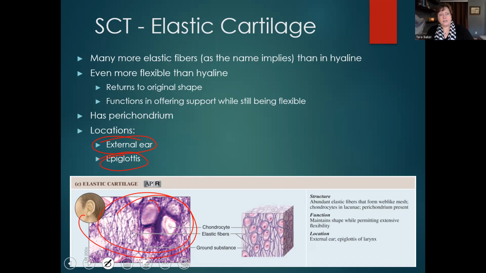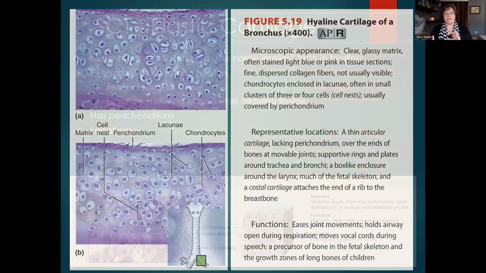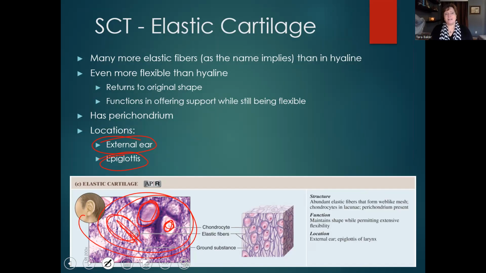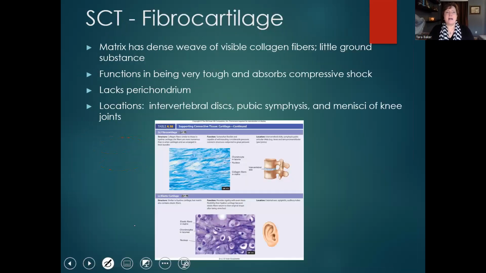So when we look at elastic cartilage, it looks a little bit different. We have lacuna. We have cells that are inside the lacuna that you can barely see, and then we can see elastic fibers. So the difference between hyaline cartilage and elastic cartilage is that we can see the elastic fibers inside.